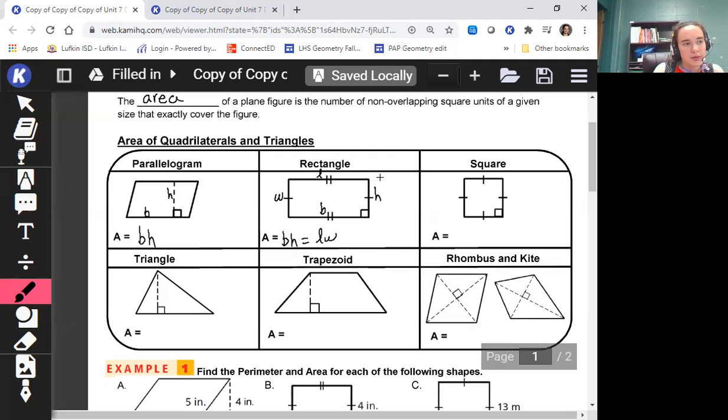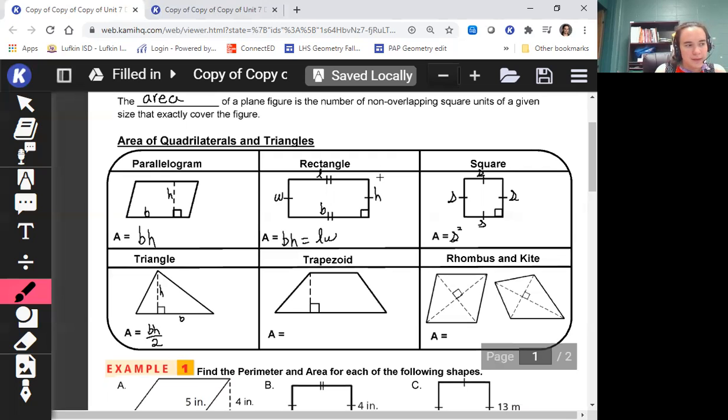Area for a square, remember that all of your sides are the same. So it is your side length squared. So that's a cursive S. So S times S, or your side length squared. Formula for area of a triangle, base times height divided by 2. So again, your base will have a right angle with it. Height should have a right angle with it as well.